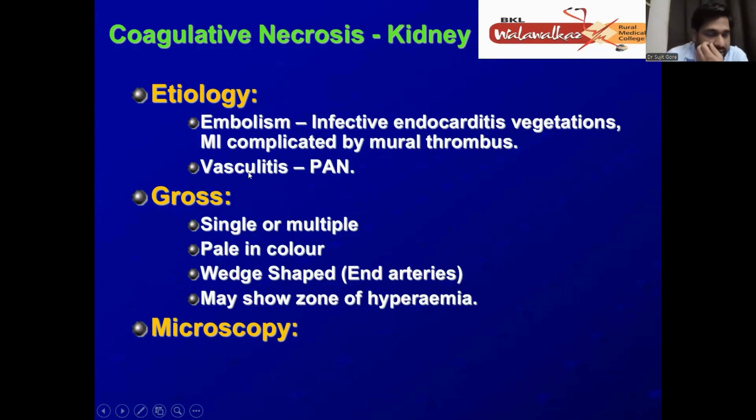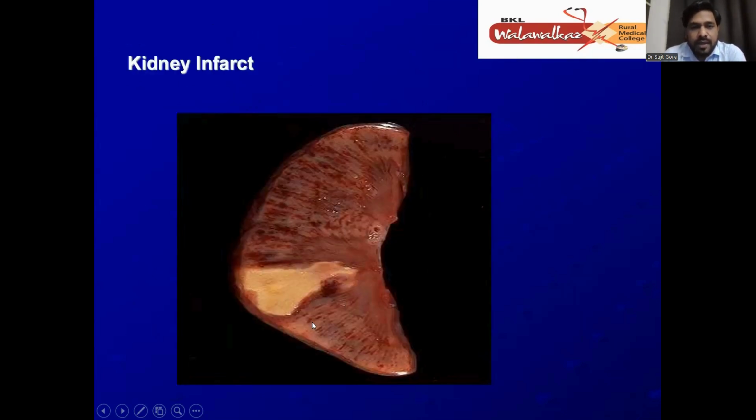In some cases, it is the vasculitis, polyarteritis nodosa. Grossly, it may be single or multiple, pale in color as that of the spleen. They are wedge-shaped scars, or wedge-shaped because of end arteries, and may show a zone of hyperemia. And in microscopic view, this is the wedge-shaped infarct.